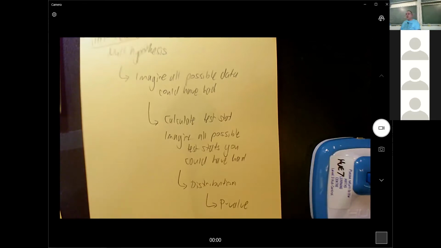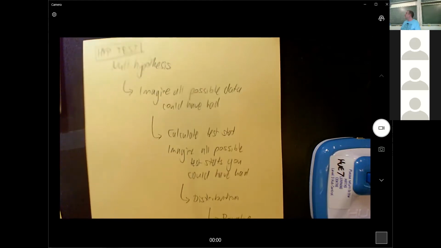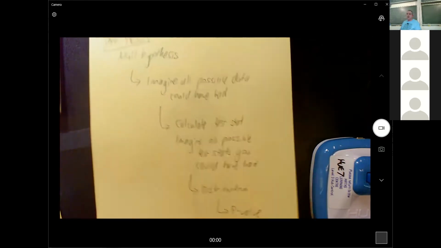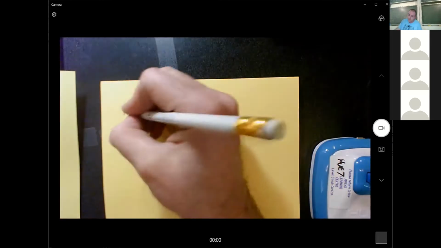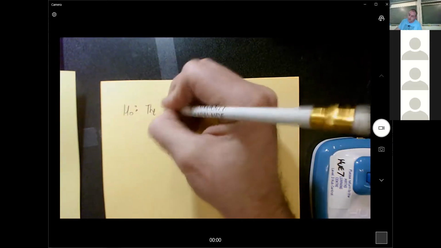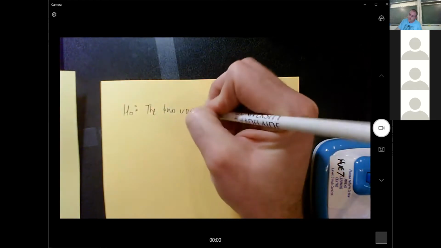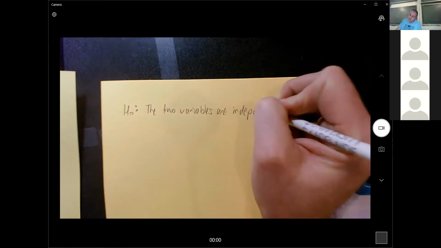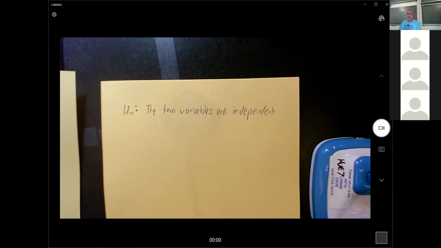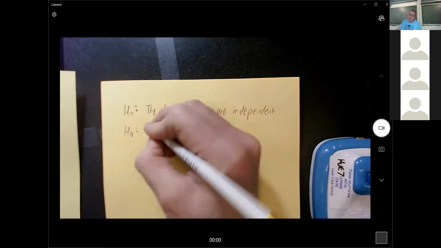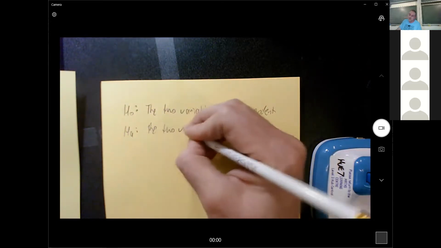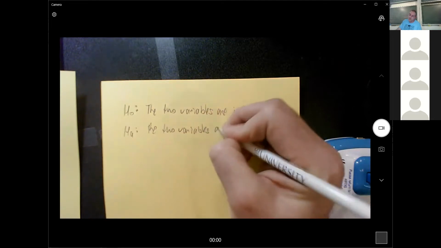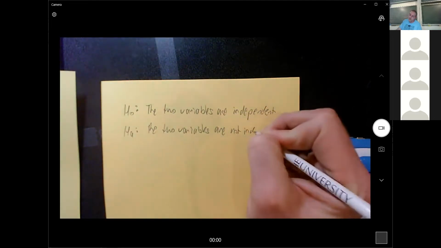All right, so for your chi-squared test, each of these have particular things. The null hypothesis for a chi-squared test goes: the two variables are independent. And the alternative hypothesis goes: the two variables are not independent.